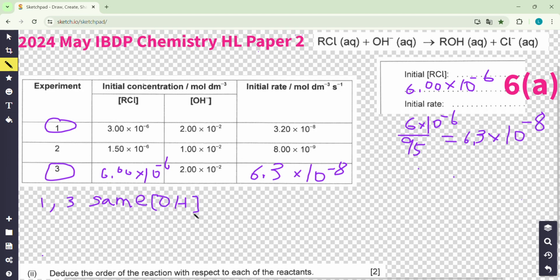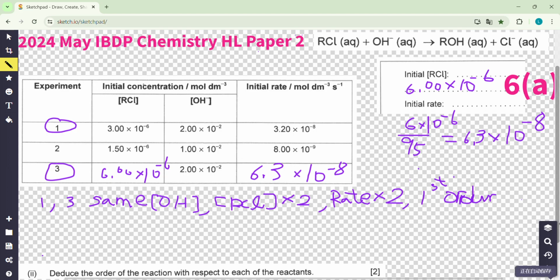We only have to look at RCl, and the RCl concentration from 1 to 3 is double, right? And the initial rate also doubles, so it is first order with respect to RCl. First order for RCl, we'll use it again, so write it down.